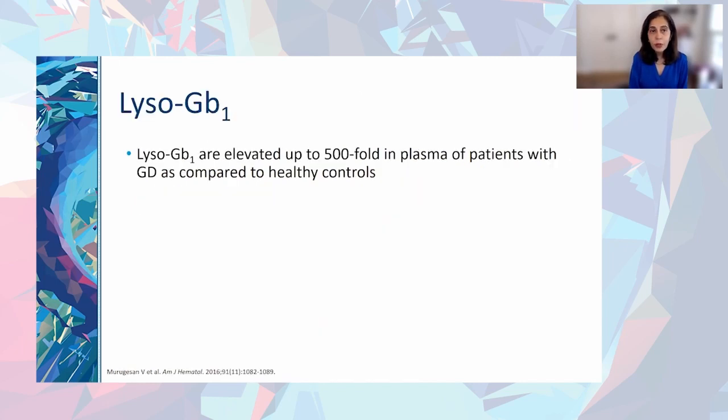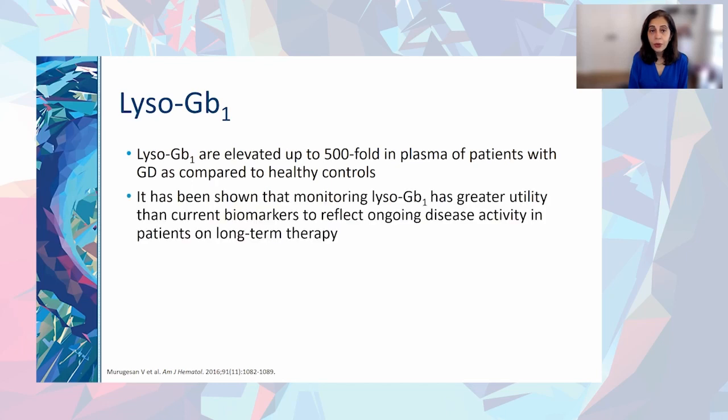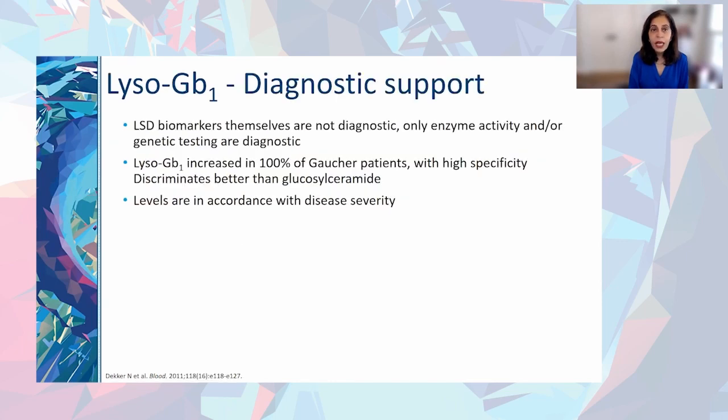So once again, talking about lyso-Gb1, it's elevated up to 500-fold in plasma of patients with Gaucher disease as compared to healthy controls. Again, it has been shown that monitoring lyso-Gb1 has greater utility than the current biomarkers because it reflects ongoing disease activity in patients on long-term therapy. And in terms of diagnostic support, although the previous biomarkers have not been diagnostic, this biomarker can be used to support the diagnosis, along with enzyme activity and genetic testing, which is done for patients with Gaucher disease.